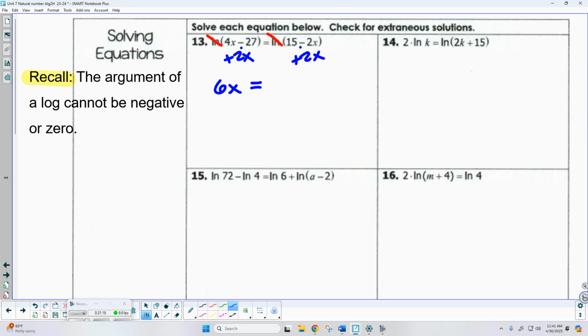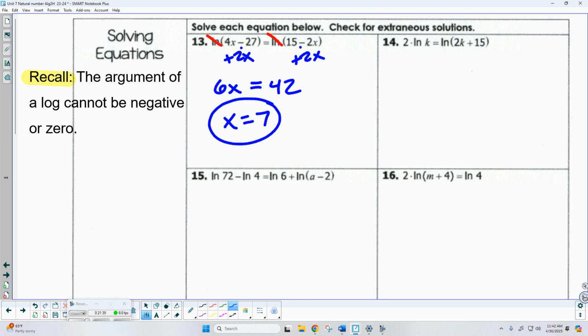At the same time, let's add the 27. So what's the 27 plus 15? 42. Insert: you, life, the universe, and everything. I don't think there's ever a time I can see that number and not think that. So x is what? x is 7.